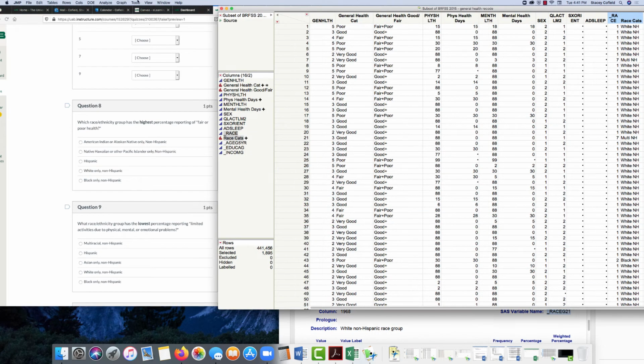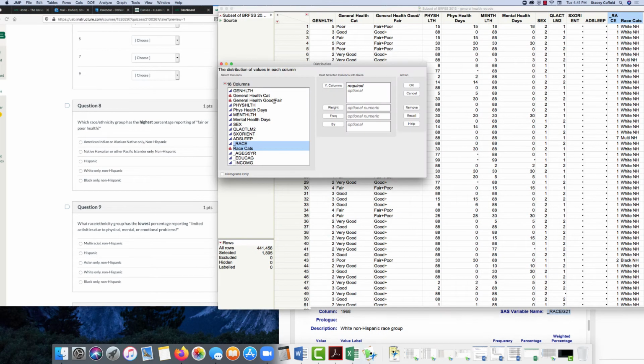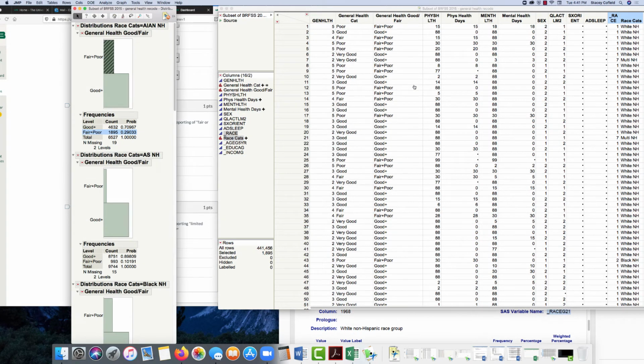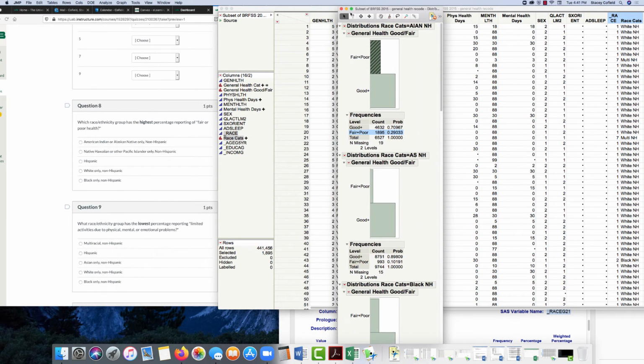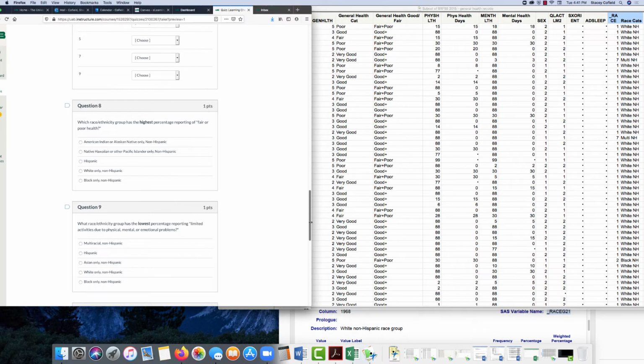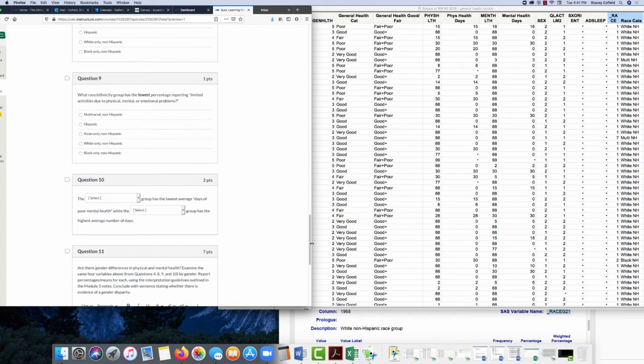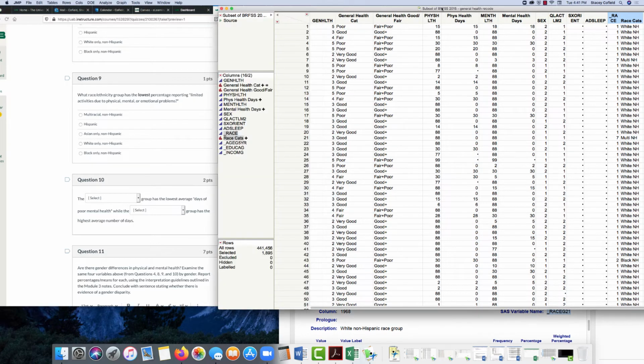Again, I want to do a distribution of my good versus fair poor, and I want to do it by race and press OK. So there you go. And it will give you what you need. Okay, scrolling down here now to question 9. Which race ethnicity has the lowest percentage reporting limited activities due to physical, mental, or emotional problems? Okay, limited activities. Well, let's go in here, and it doesn't look like I have a variable called limited activities. Sex orient is probably sexual orientation.